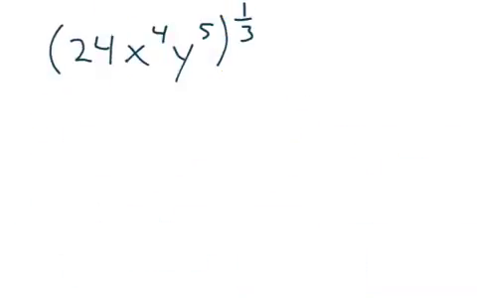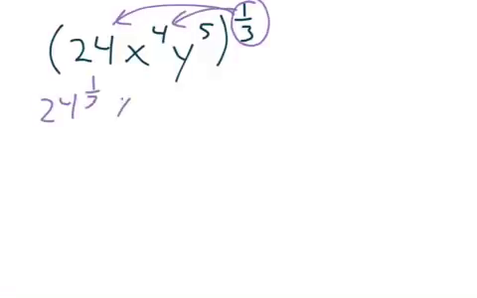Okay, do you guys still remember what a 1/3 power is? It's a cube root, right? So don't forget that's a cube root. So what we're going to have here is, let's distribute first, 24 to the 1/3, then x to the 4/3, again 4 times 1/3. We're also going to have right here y to the 5/3. I kind of skipped the intermediate step there, so does everybody understand? Power on power we multiplied there, right? 4 times 1/3 is 4/3. 5 times 1/3 is 5/3.